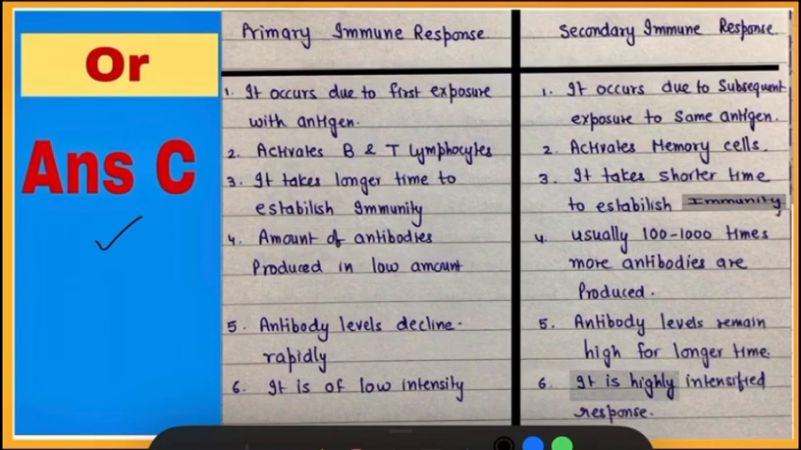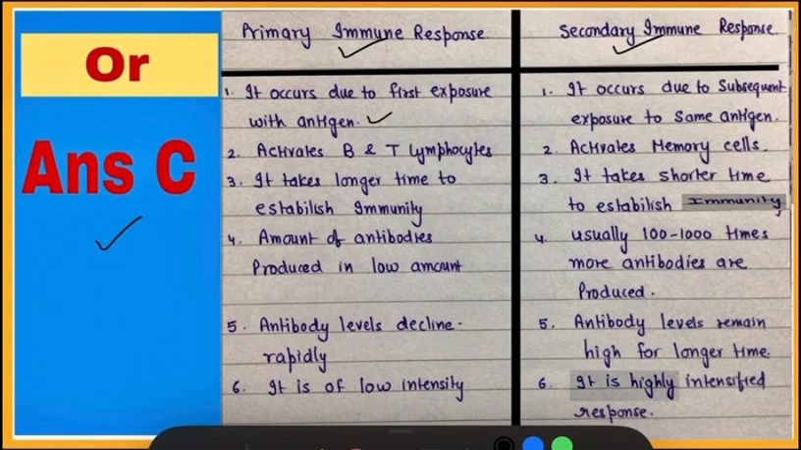This is the last question. There is a choice in part C. Here you have to compare the immune responses shown in the graph. There are two types of responses shown in the graph: primary immune response and secondary immune response. Now check the differences between the two.